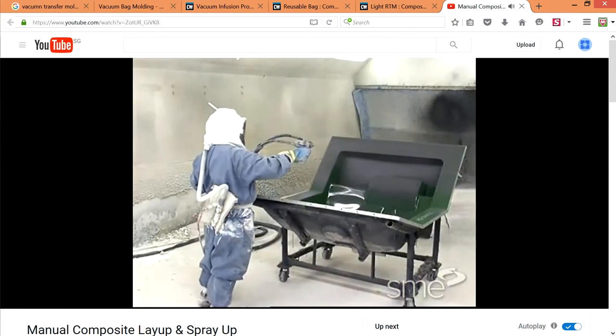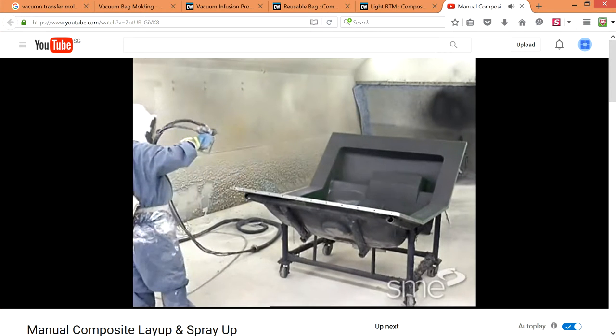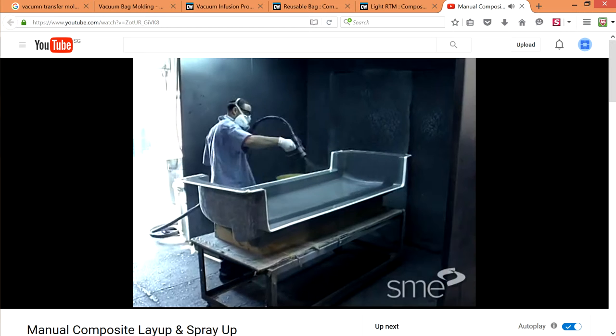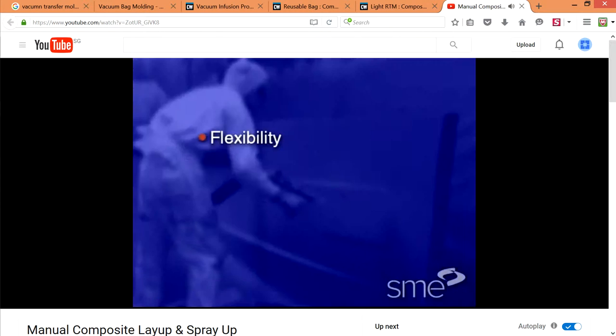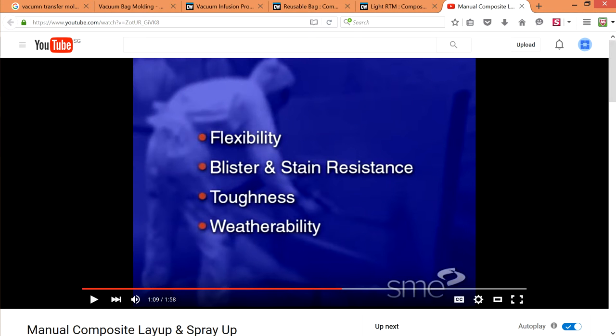A layer of catalyzed resin is often applied to the release coat mold and allowed to cure to the gel or tacky state before the reinforcement is applied. This so-called gel coat is a protective surface layer through which reinforcement fibers do not penetrate. Special gel coat resins can improve flexibility, blister and stain resistance, toughness, and weatherability. So these are the gel coat application.